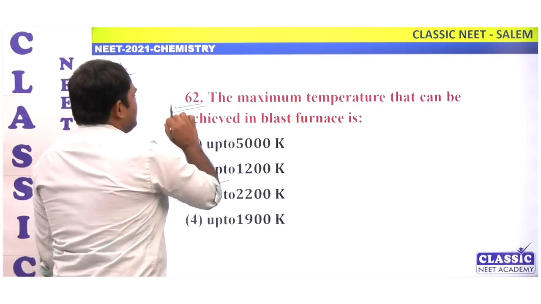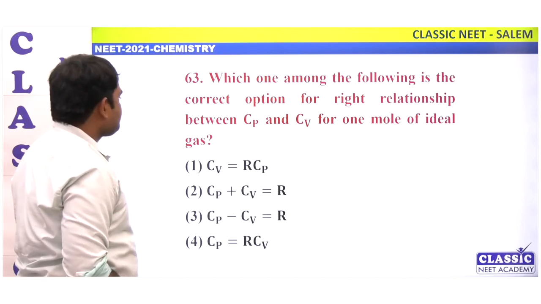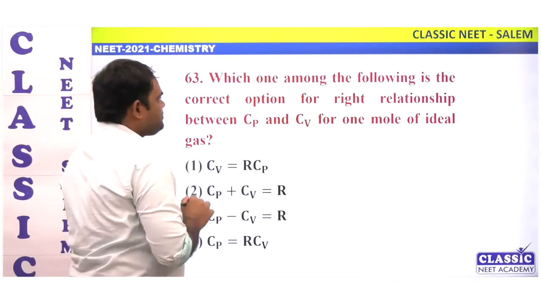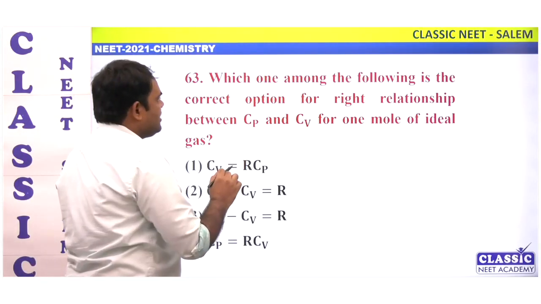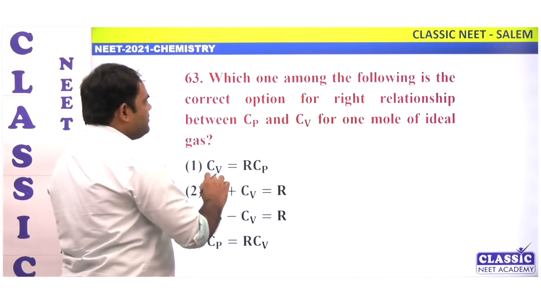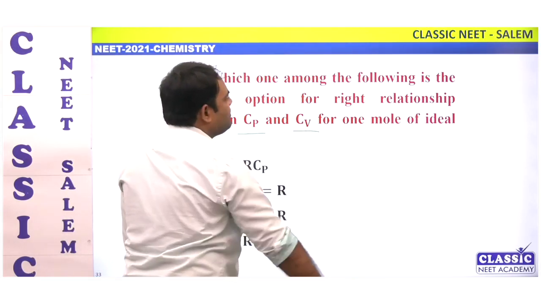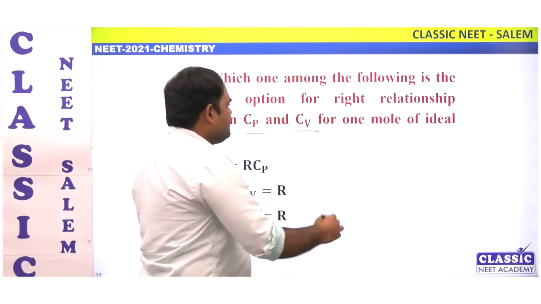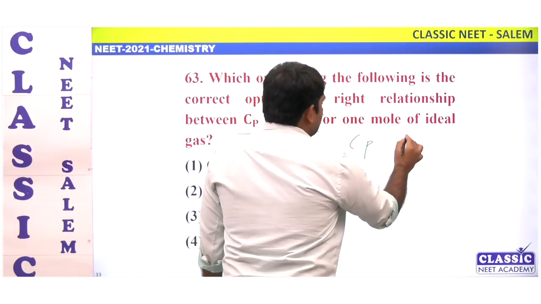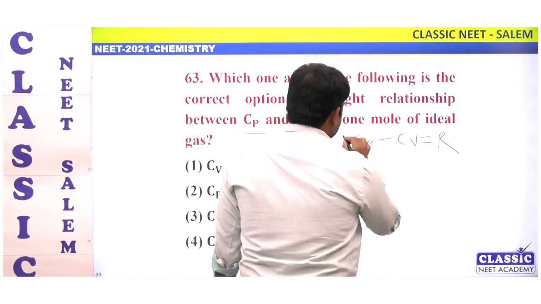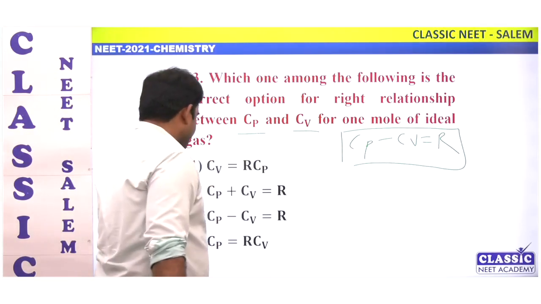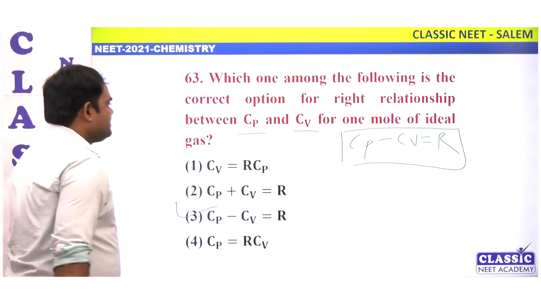Question number 63. Which one among the following is the correct option for the relationship between Cp and Cv for 1 mole of an ideal gas? So the direct problem came from Mayer's equation, that is Cp minus Cv is equal to R. Which one is the correct? The third one.